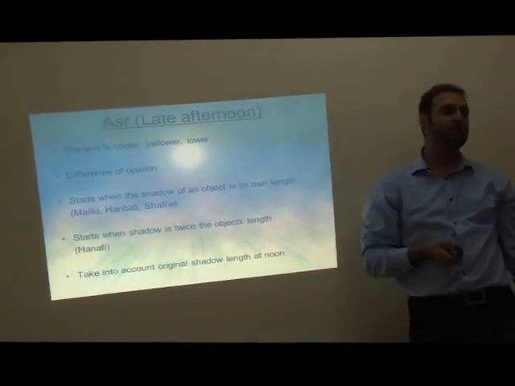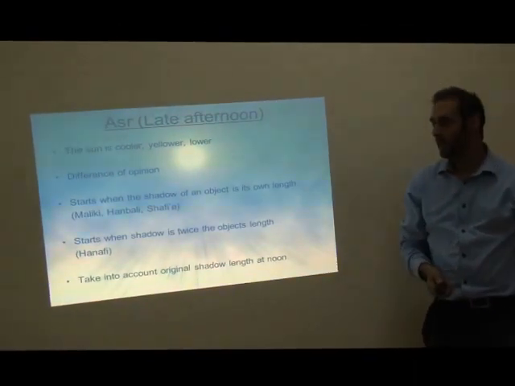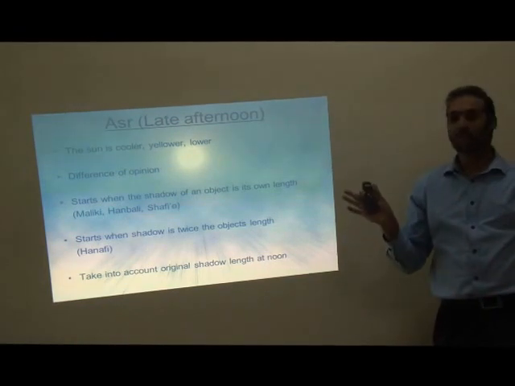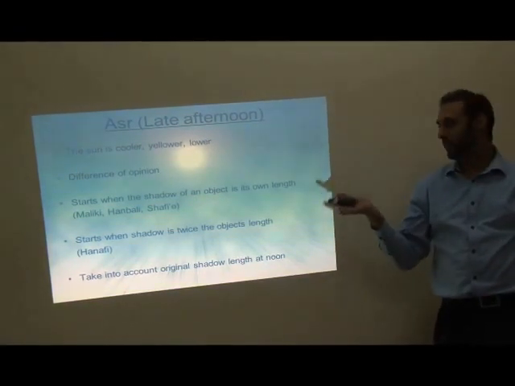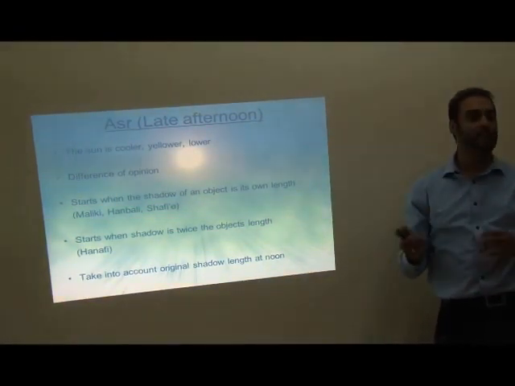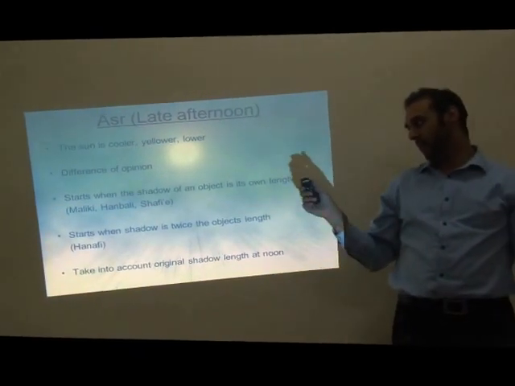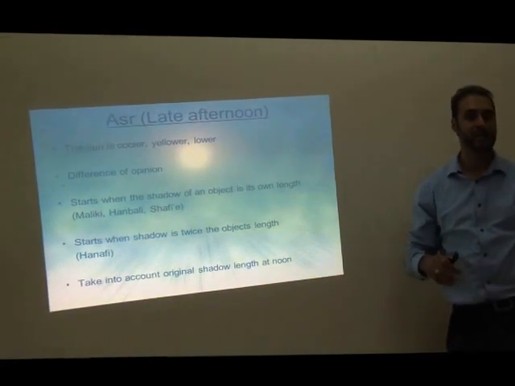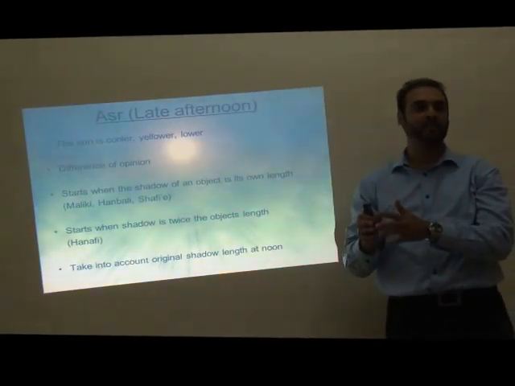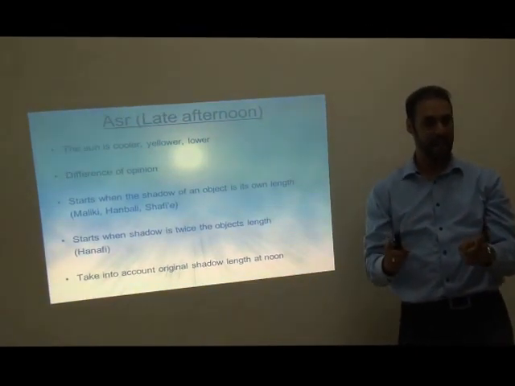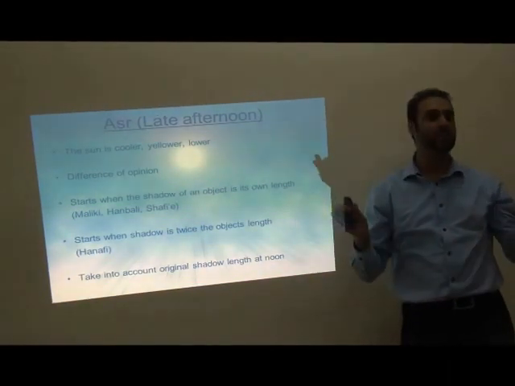So Asr, late afternoon. How do you detect Asr has started if you don't have a clock? The sun is cooler, yellower, and it's lower in the sky. There's a difference of opinion on when this starts. Imam Malik, Imam Ahmad bin Hanbal, and Imam Shafi'i say this is when the shadow of an object is 1 times its length. Imam Abu Hanifa says the shadow needs to be twice its length.